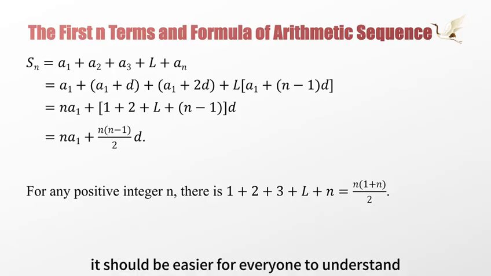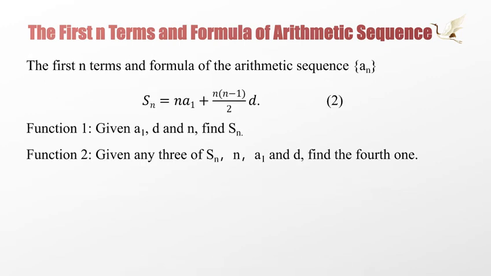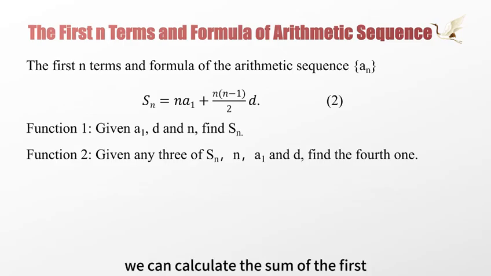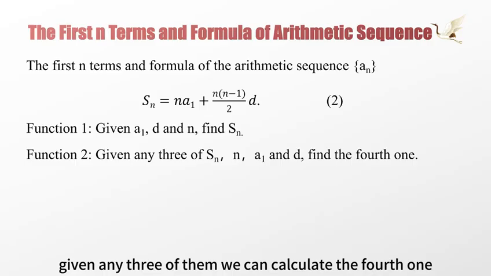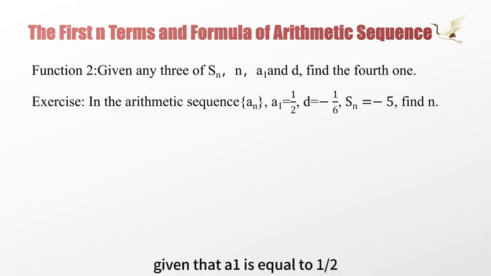Through this process, it should be easier for everyone to understand the meaning of the coefficients a1 and d in the formula. According to Formula 2, we can calculate the sum of the first n terms of the arithmetic sequence from the first term and the common difference. Similar to Formula 1, Formula 2 also involves four quantities: the sum of the first n terms Sn, the number of terms n, the first term a1, and the common difference d. Given any three of them, we can calculate the fourth one. For example, in the arithmetic sequence {an}, given that a1 is equal to 1/2, d is equal to -1/6, and Sn is equal to -5, find n.